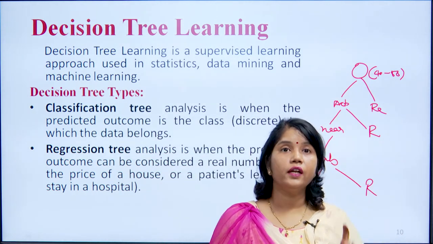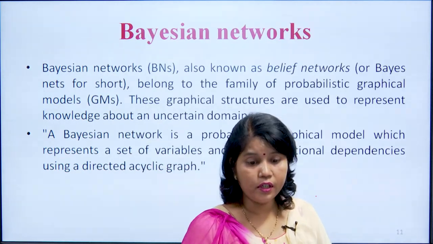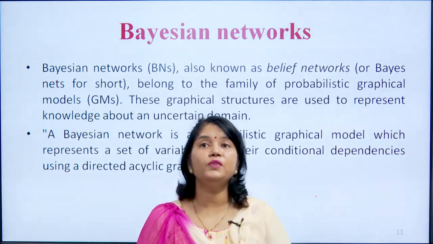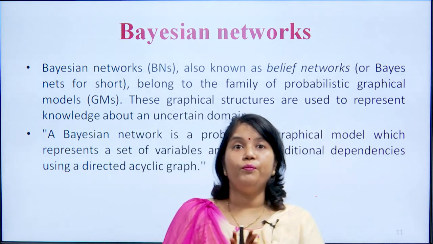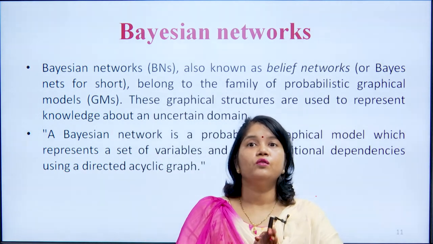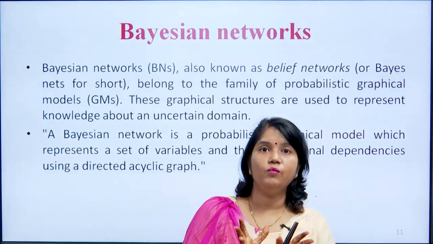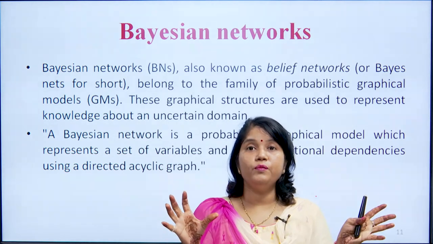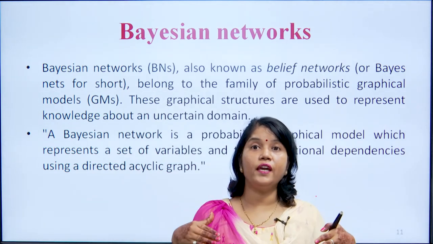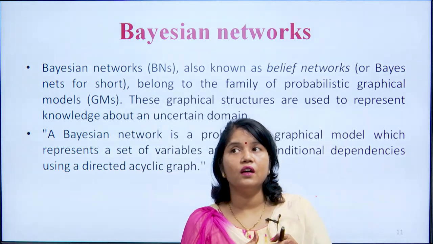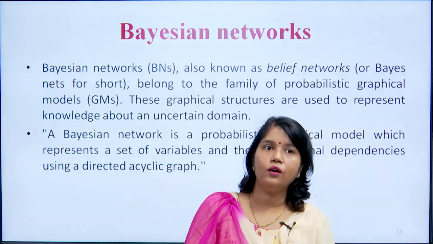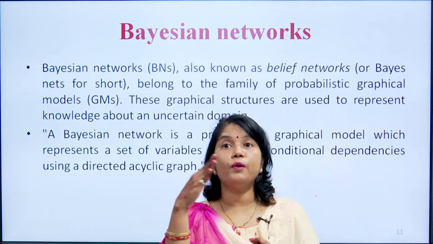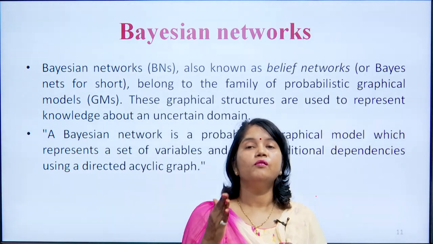So, decision trees and their types have already been discussed. Now, the Bayesian network. What is a Bayesian network? It is just a belief network, Bayes nets for short, belonging to the family of probabilistic graphical models. In Bayesian networks, you have to form the networks. That means a person's beliefs occur or fall. So this is just a probabilistic graphical model.